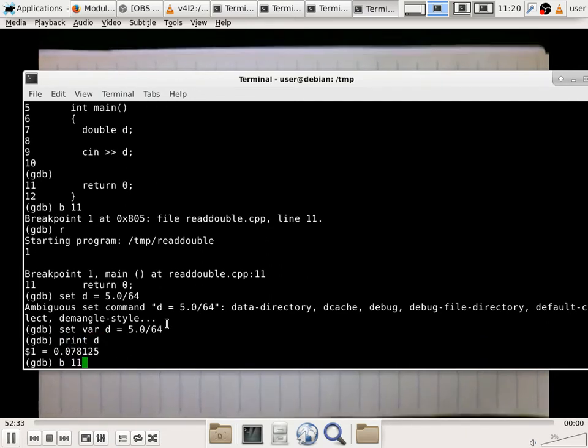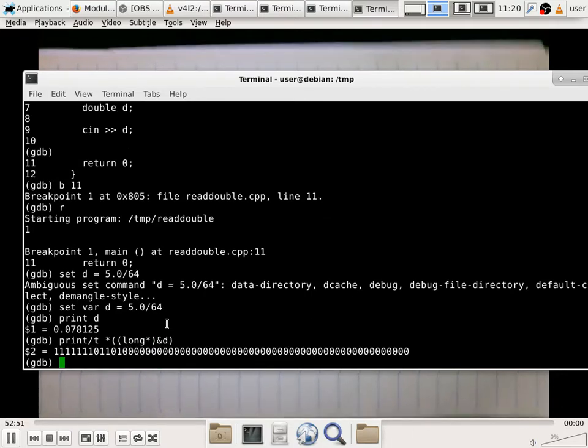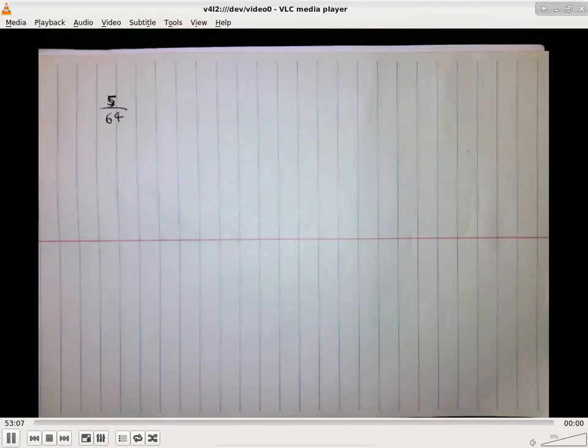And then we repeat the trick that we had earlier. We say print /x in hexadecimal or /t in binary, casting the address of D to a long, and then dereferencing it. So we claim that this bit pattern here, possibly with one or a few leading zeros, is the binary representation of the double that represents the value of 5 divided by 64. Okay? So we'll switch back first. We'll do it by hand now.